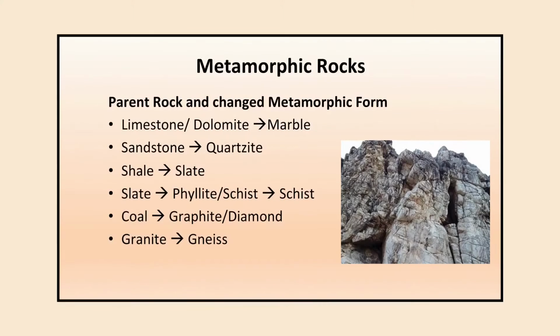You can see that limestone or dolomite changes to marble, sandstone, which is a sedimentary rock, gets metamorphosed into quartzite, shale gets metamorphosed into slate, slate then further gets metamorphosed to phyllite and then further changes into schist. Coal gets metamorphosed into graphite or diamond, and then granite changes into gneiss.